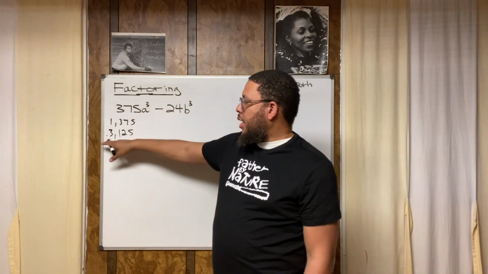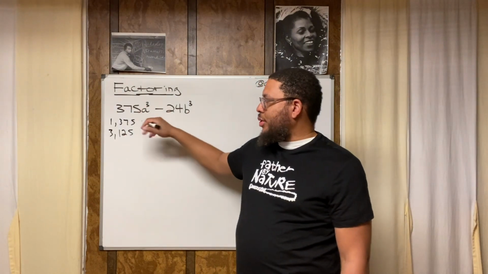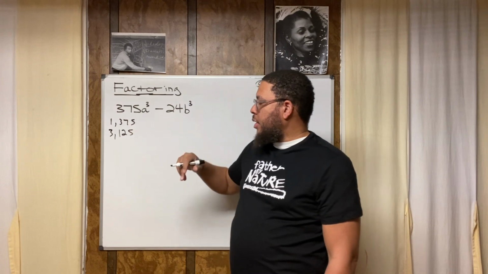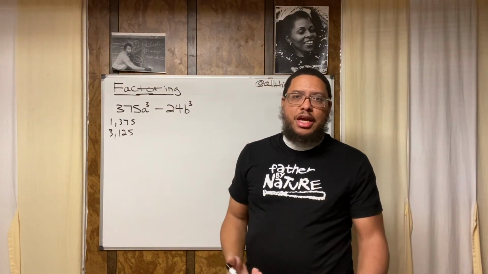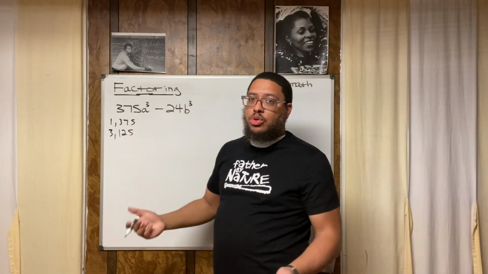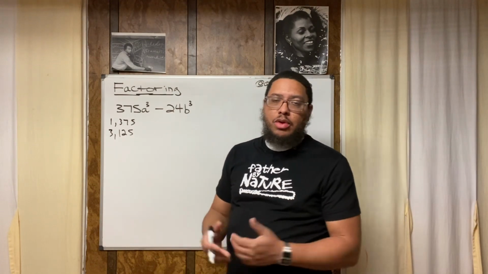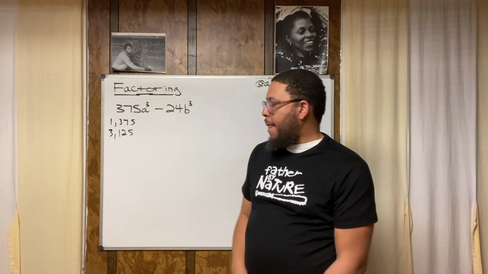Now, 4. What about 4? 4 don't go into 375. I just know that, right? It has to do with similar to the same reason why 2 don't go into 375. And when I say go into, I mean evenly, with no remainders, none of that, right?